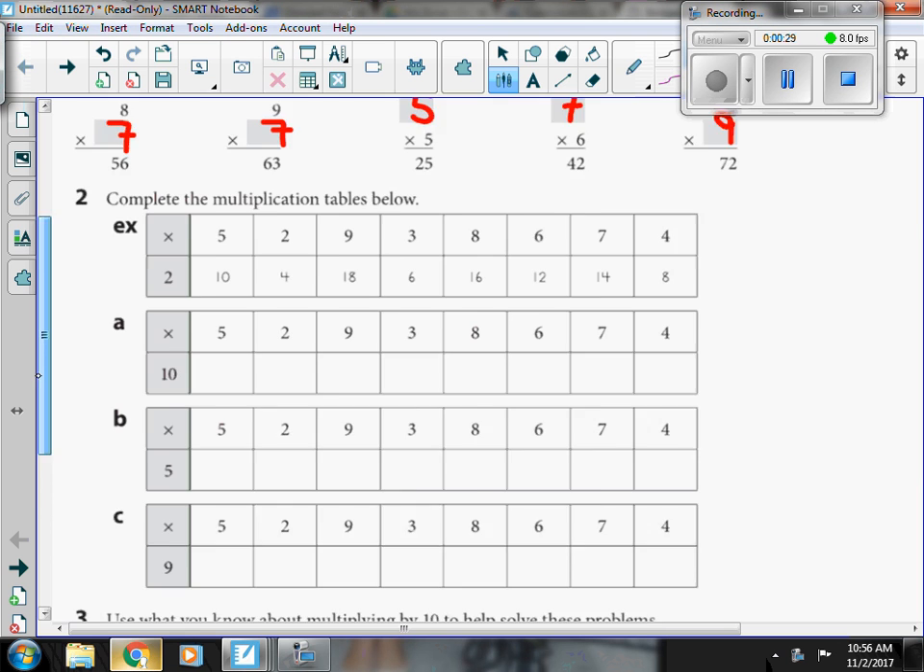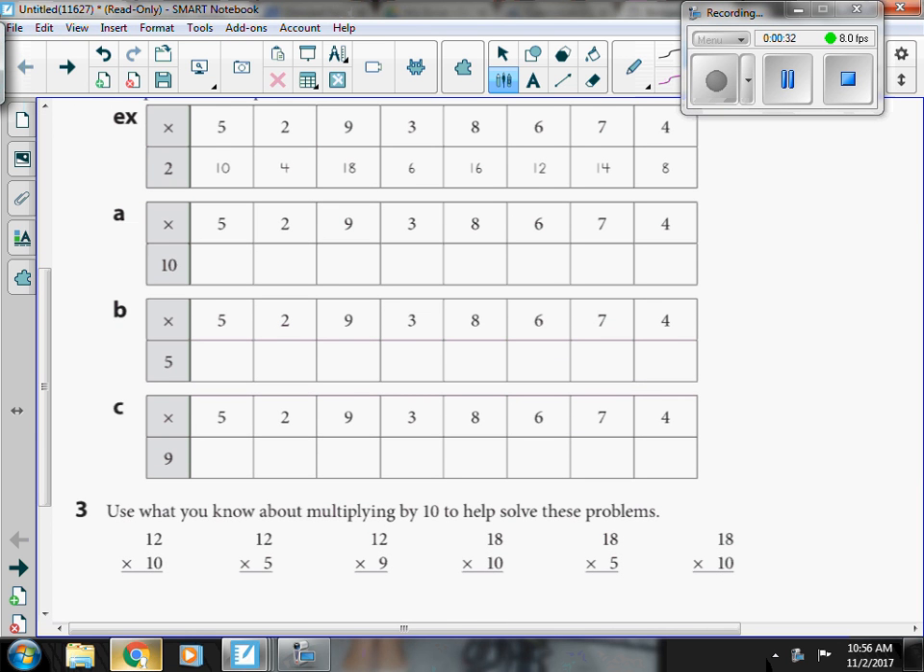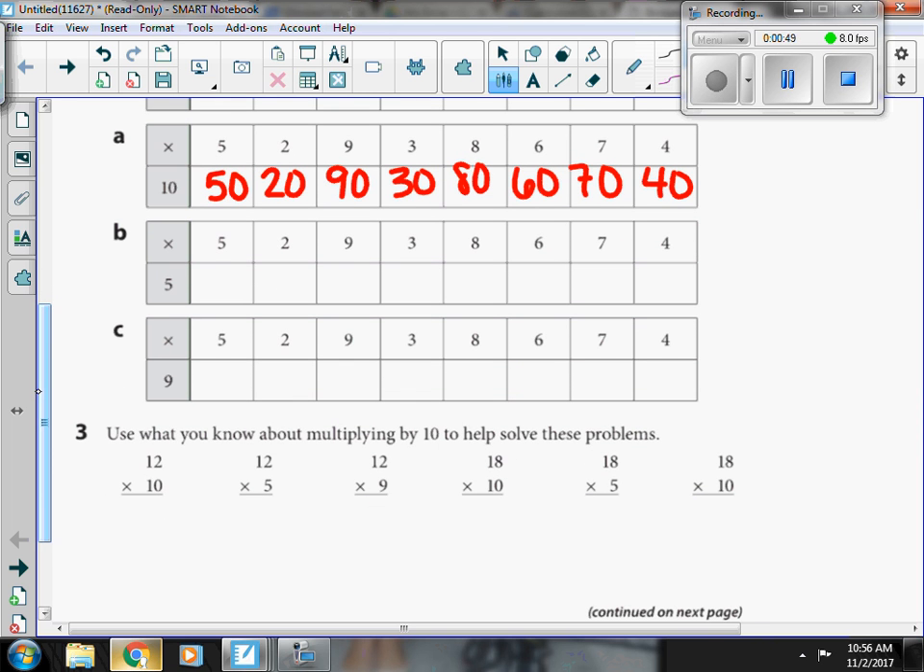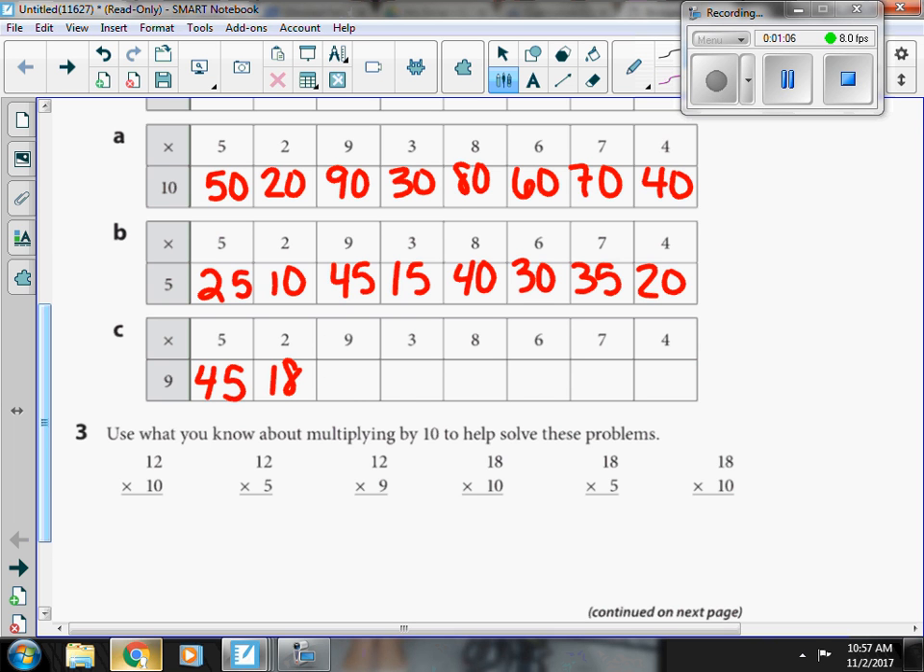Number 2 has us fill it in kind of on a ratio table. So I'm going to be multiplying 10 by all of our numbers. And we know when we multiply by 10, we do 1 times the number and then add on that 0. Row B, we're multiplying 5 by each of them. And row C, we're multiplying 9 by each of them. It's a good review of our multiplication facts.